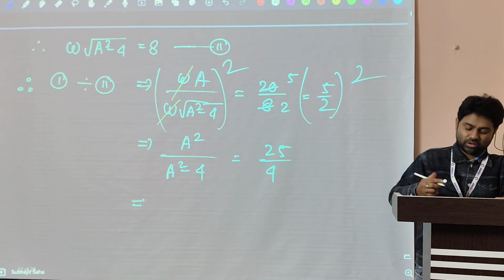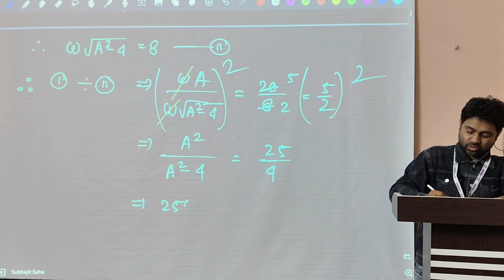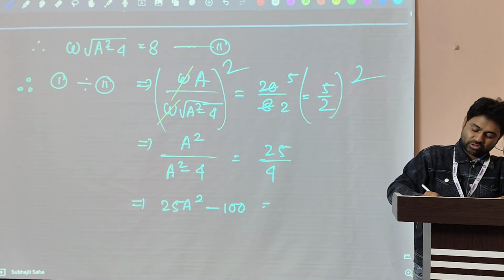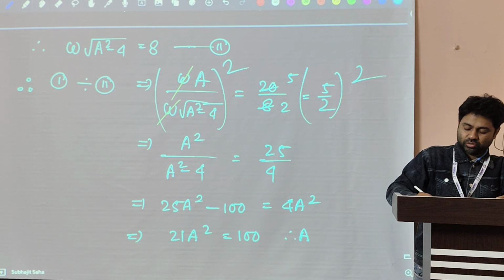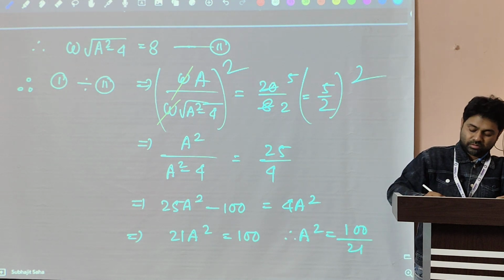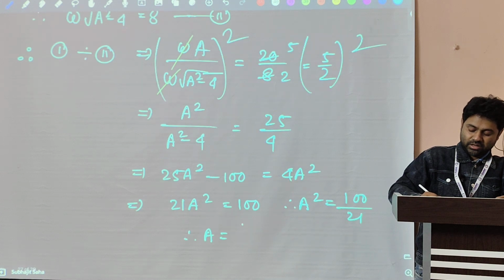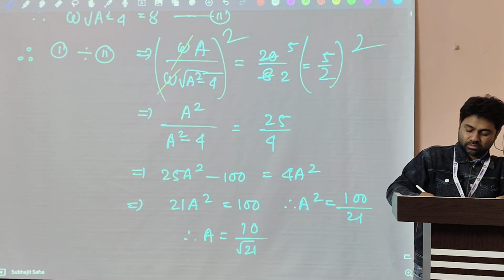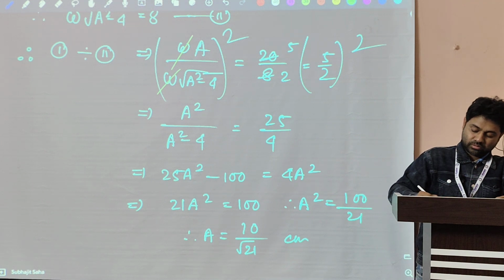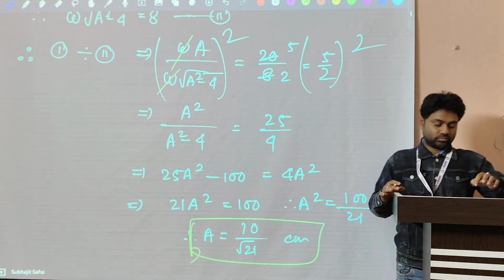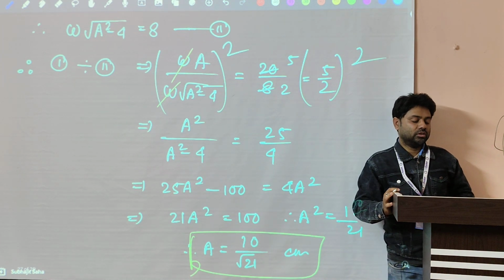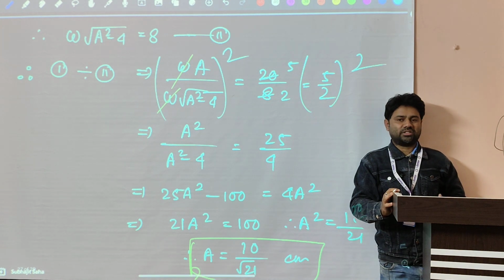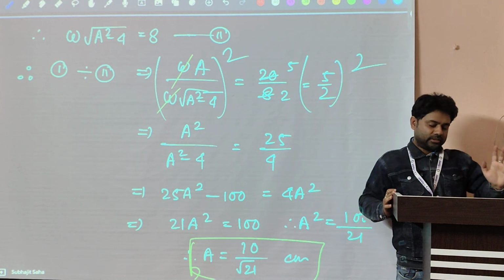Just do cross multiplication and solve it. So 25a square minus 100 equal to 4a square. 21a square equal to 100. a square equal to 100 by 21. a equal to 10 by root 21. That's the amplitude. Forming equations 1 and 2 matters, that's physics. The rest is mathematics.